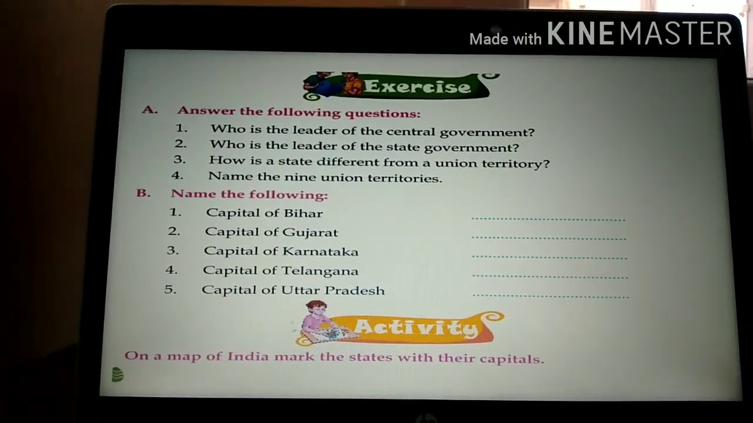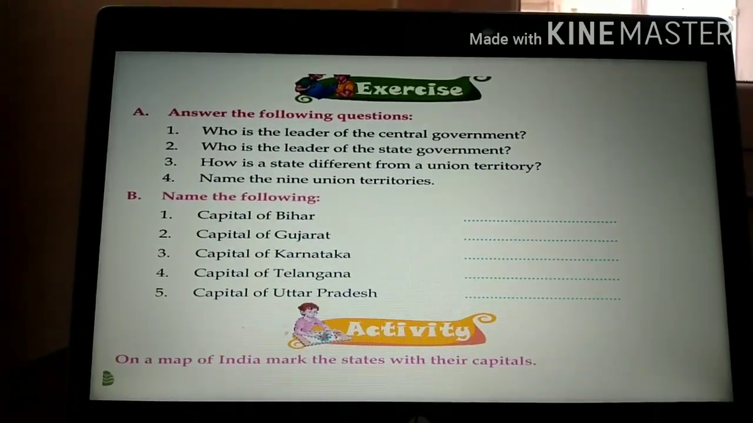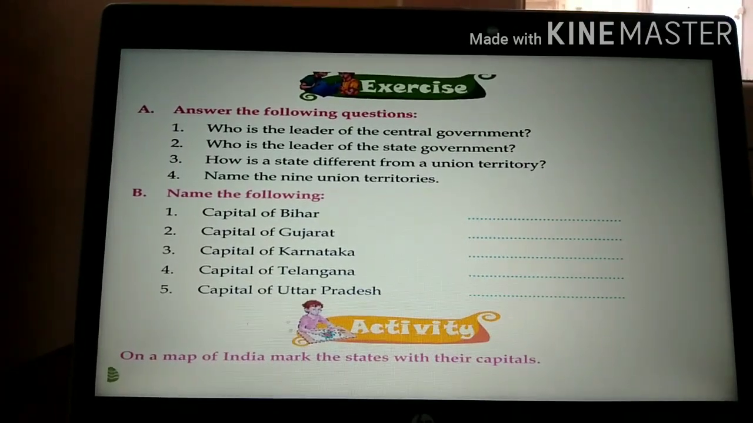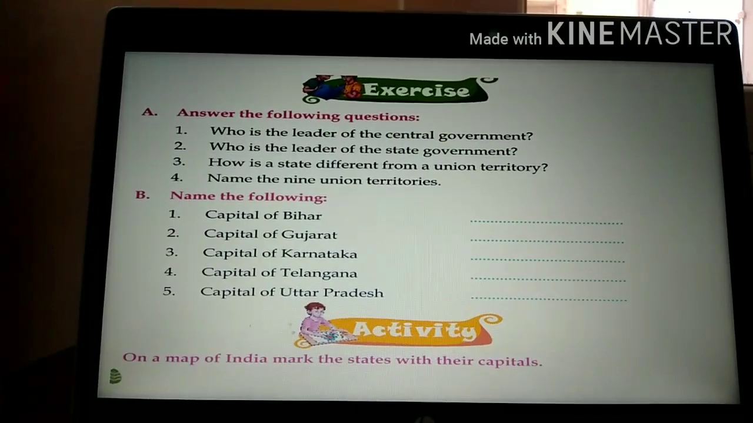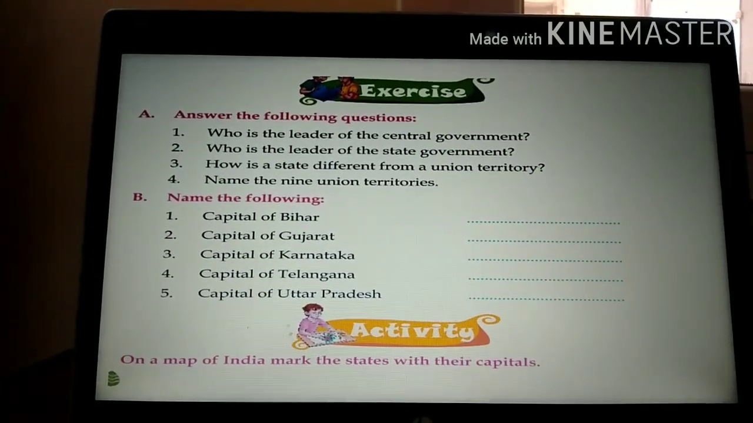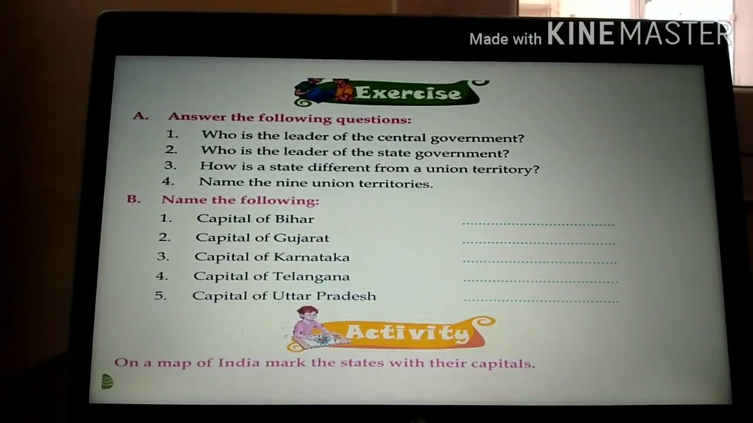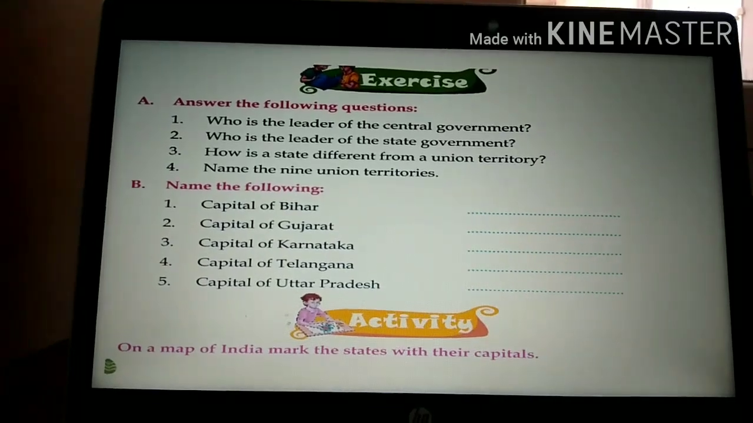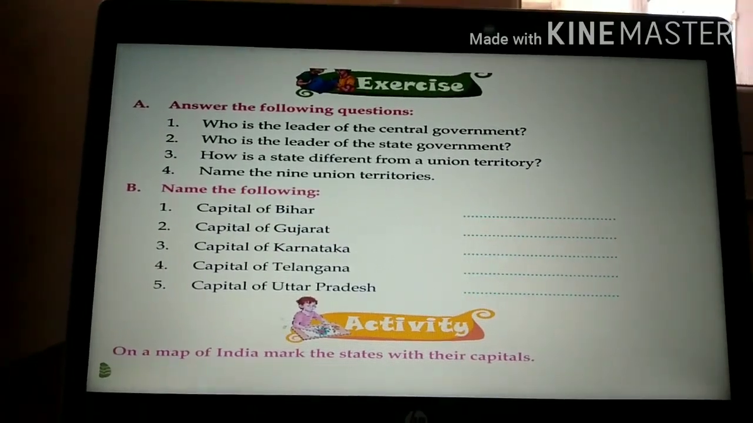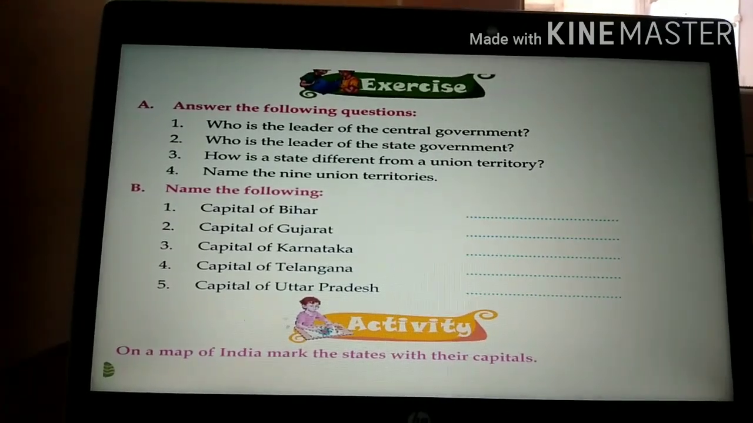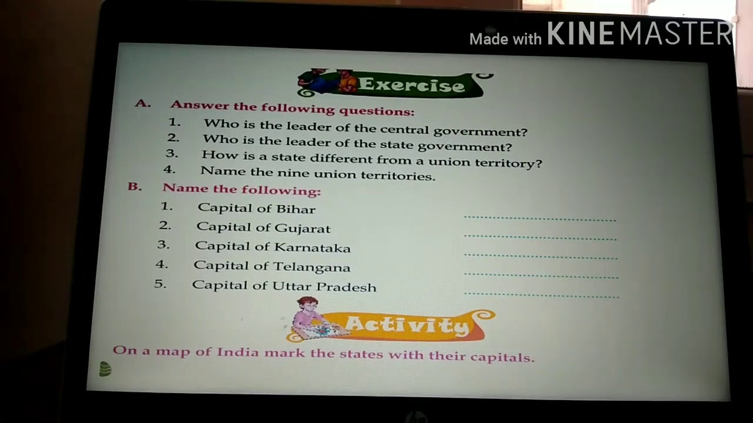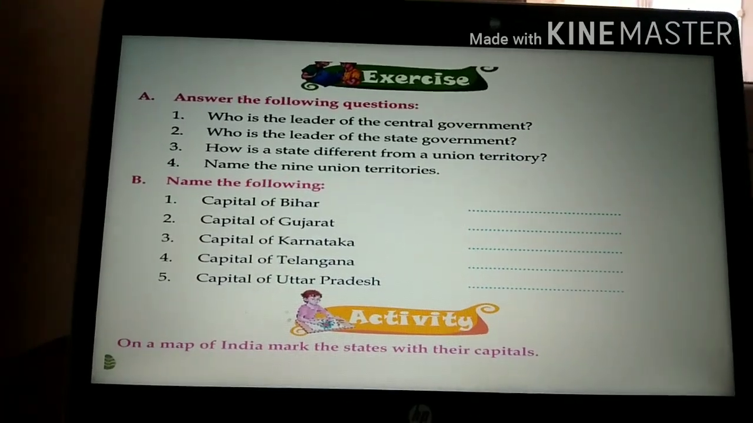First of all, B part. Name the following. Capital of Bihar. What is the capital of Bihar, children? The capital of Bihar is Patna. Then next comes the capital of Gujarat. What is the capital of Gujarat? Gandhinagar. Capital of Karnataka, Bengaluru. Capital of Telangana, Hyderabad. And Hyderabad is the capital of Andhra Pradesh also.